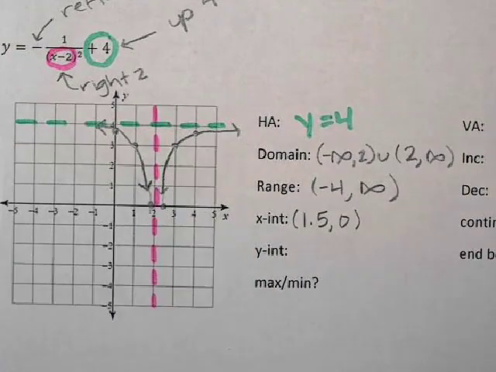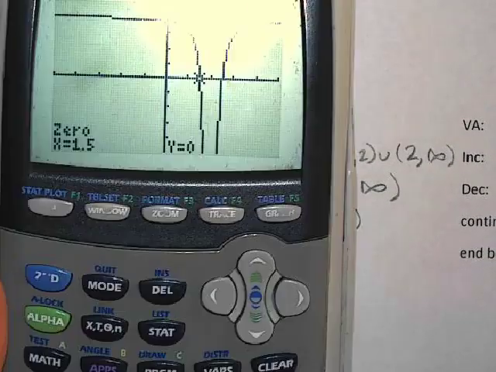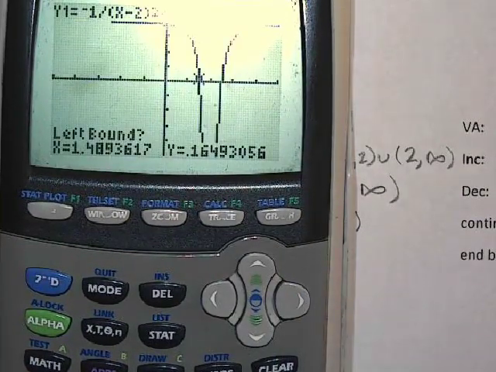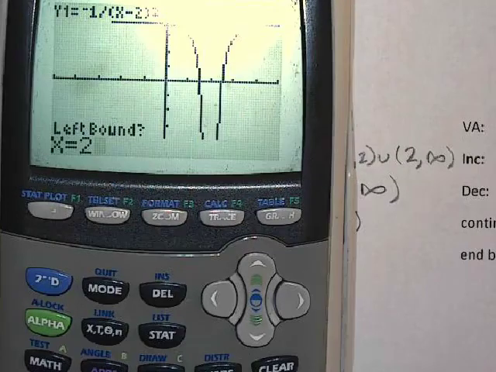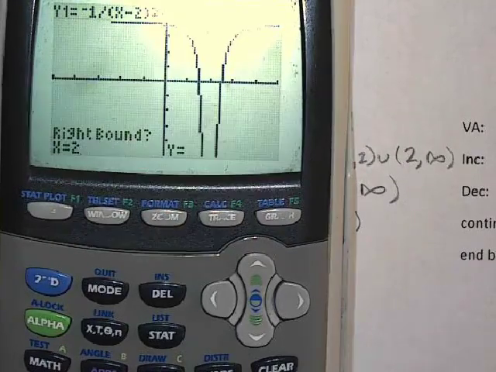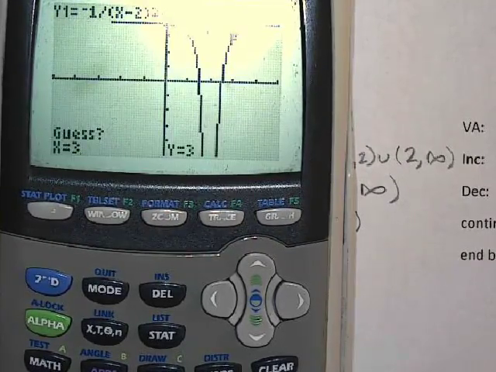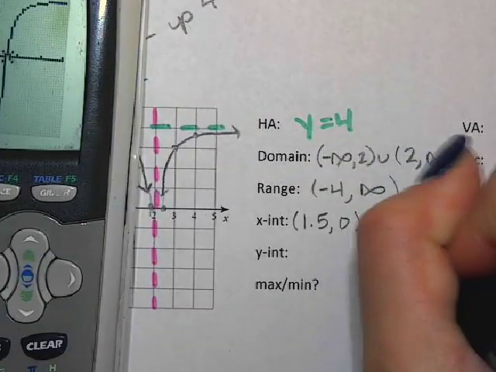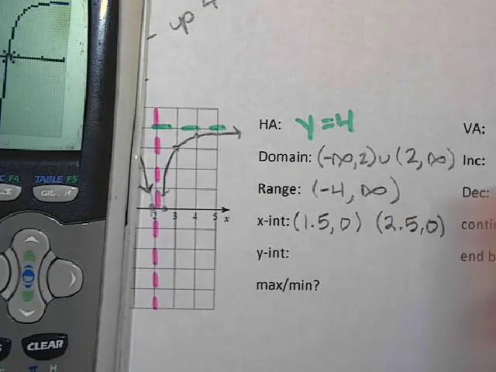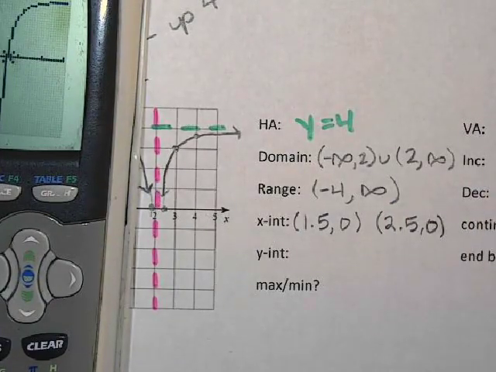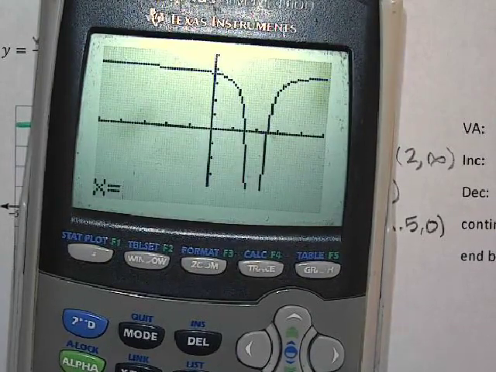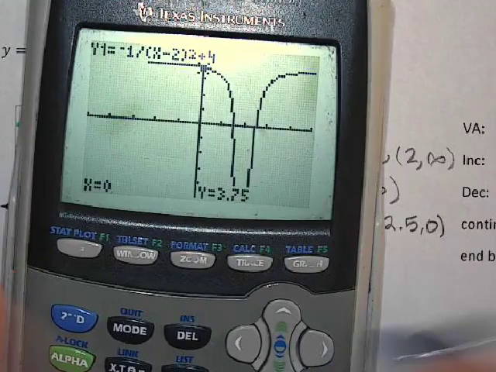to it. So for the other x-intercept, we're going to do second trace number 2, and this time for left bound we're going to type 2, and for right bound we're going to type 3, and we're going to ignore the guess again, and we get 2.5. Do you guys remember how to get y-intercepts? Second trace 1, plug in 0, 3.75.